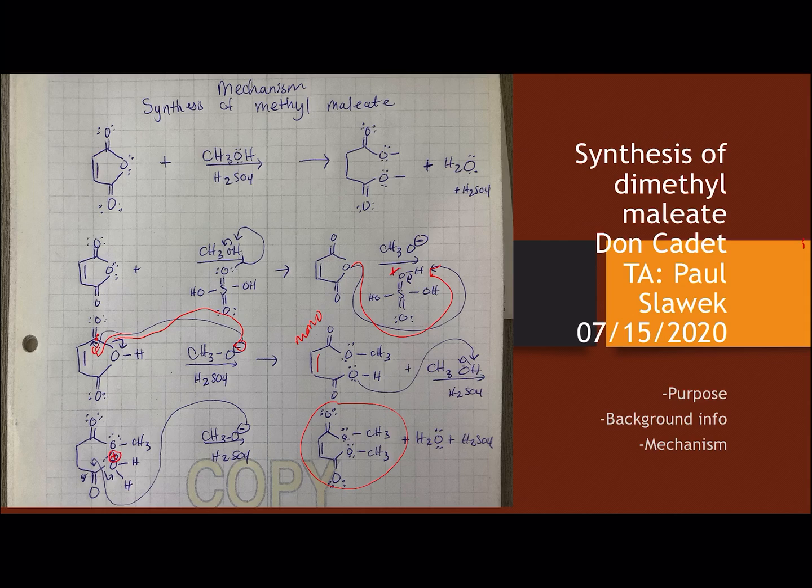So that methanol is able to attack again at the carbonyl carbon, and we're able to see the attachment, and we are getting to dimethyl maleate, with our byproduct of water and H2SO4. Our byproduct H2O is because of this being kicked off right here. And then we also have H2SO4 as our acid catalyst.